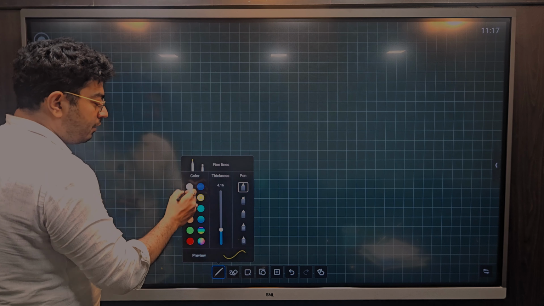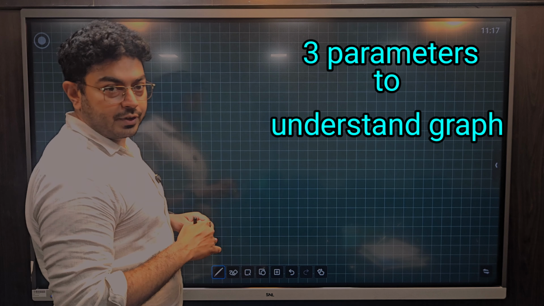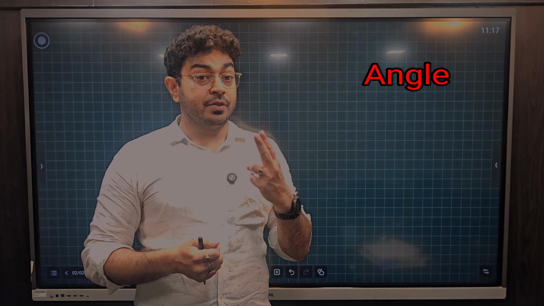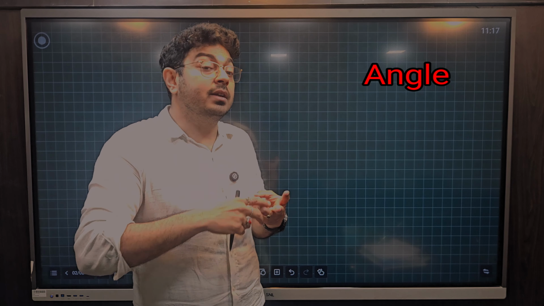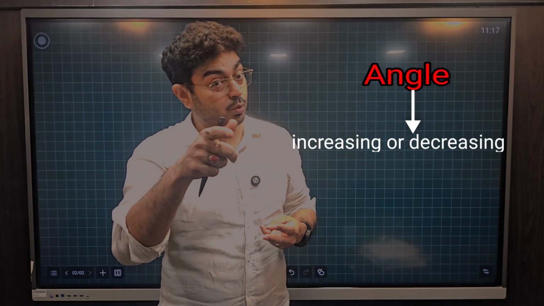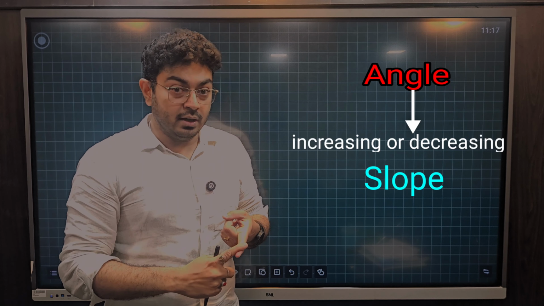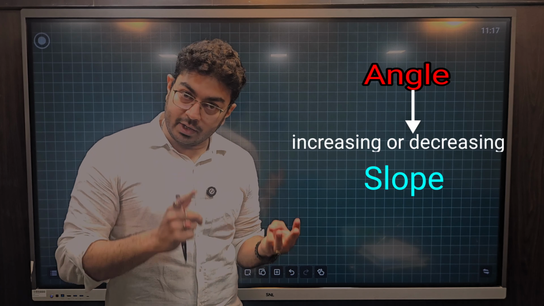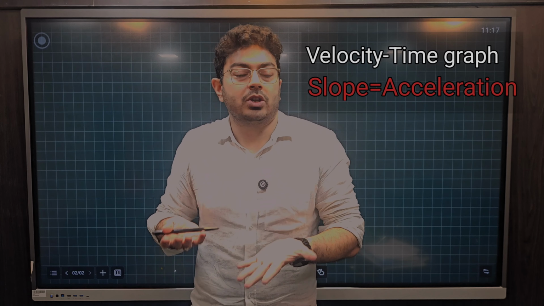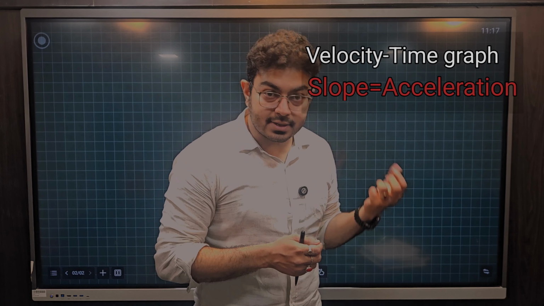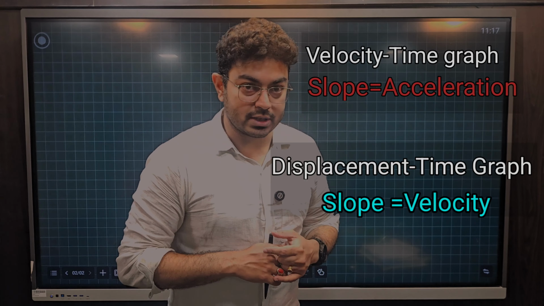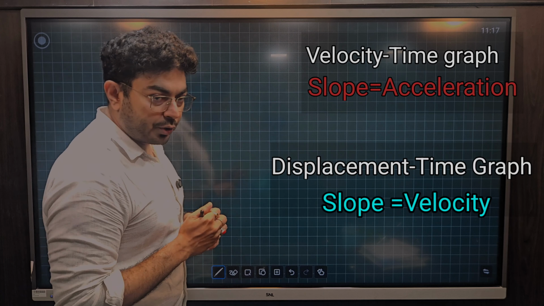So how are we going to do that? We are going to look for three things. What are the three things? First, we are going to look for the angle. Second, we are going to see how the angle is changing, whether it is increasing or decreasing, and that depends on slope. So angle, then slope, and then we are going to understand whatever the slope is representing. For a velocity time graph, it is going to represent acceleration. For a displacement time graph, it is going to represent velocity. So let us see how we are going to do that.